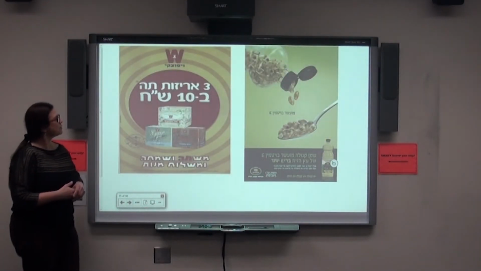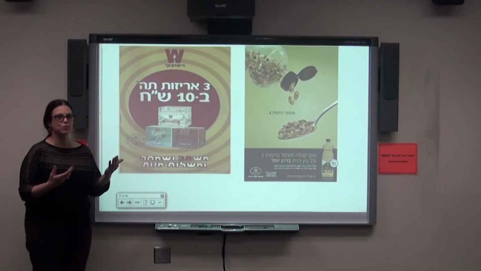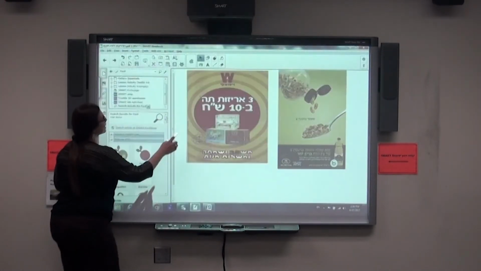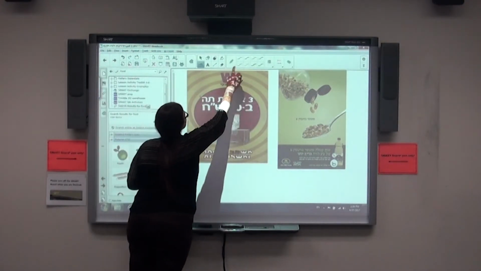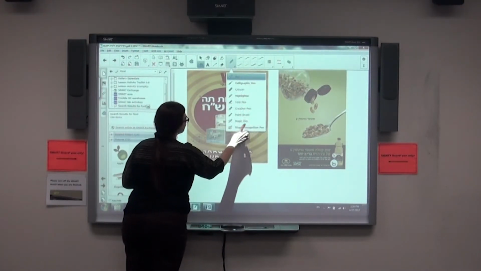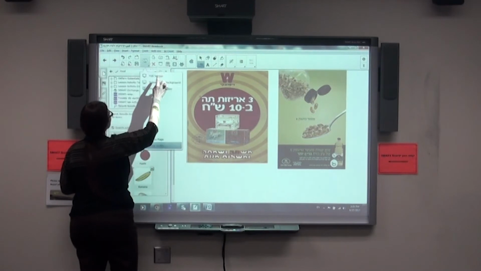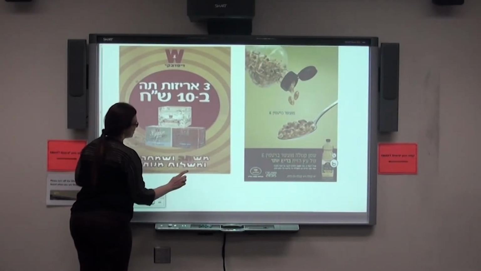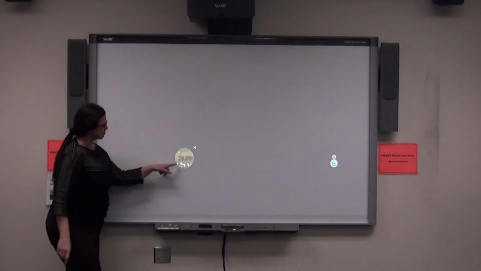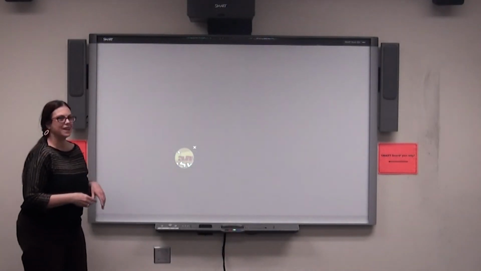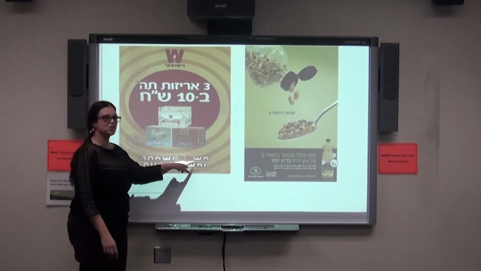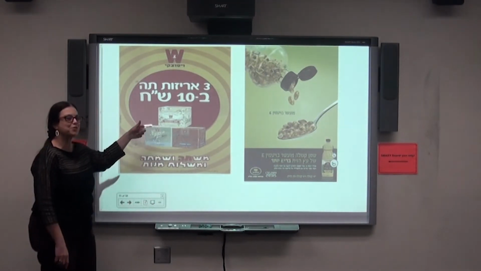Okay, this is an advertisement from Israel, and I want to emphasize the play on words. So again, I'm going to use the magic pen, and I'm going to say, okay, I want to emphasize this. It's just a play on words. Kathy, you probably understand, mishte and te. It's an advertisement for tea.